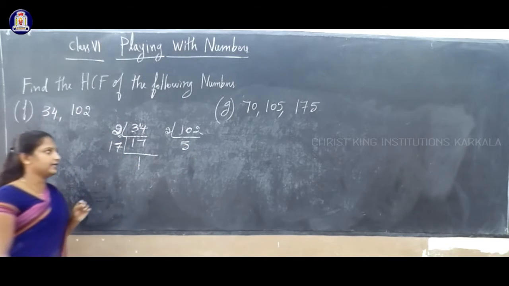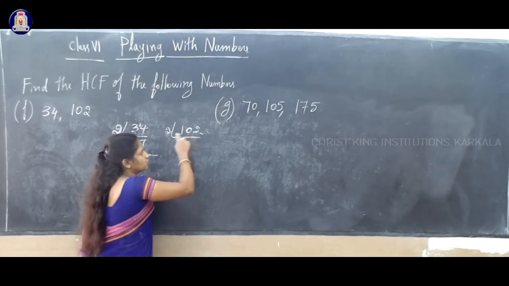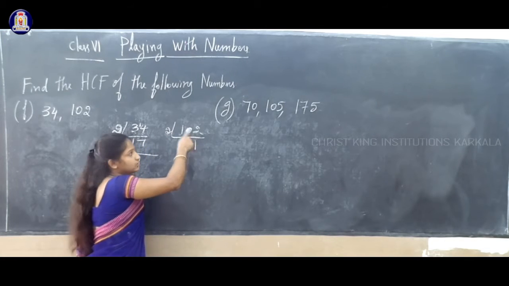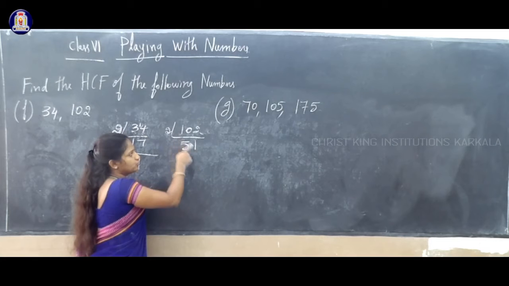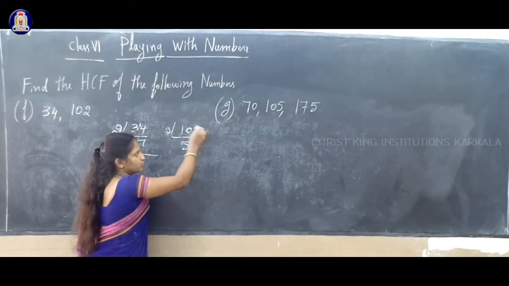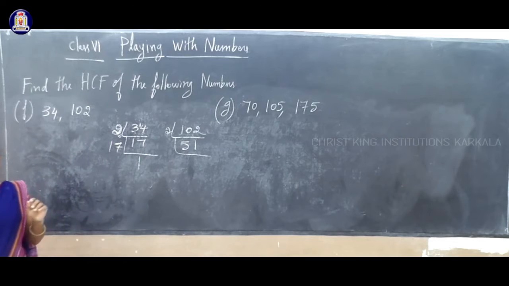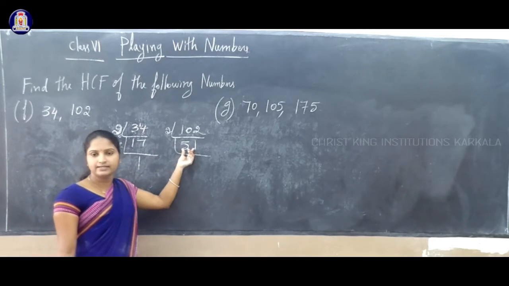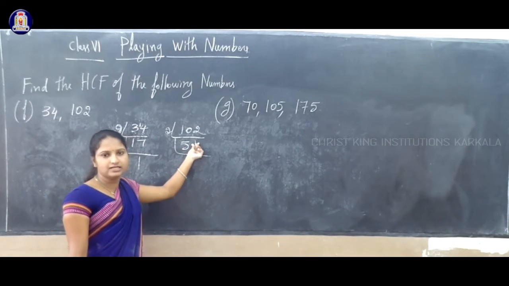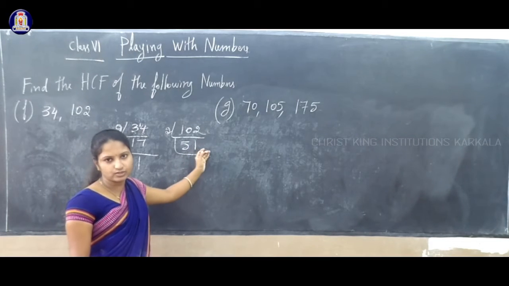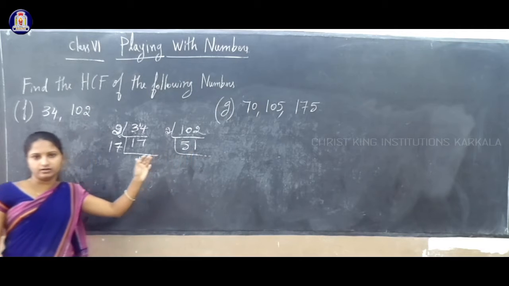2 5s are 10. Now again, 2 how much are 2? 2 1s are 2. Clear? So 2 5s are 10 and 2 1s are 2, this also you must divide. The number is 51, the answer will be 51. The last digit here is 1. Does 2 divide? No. 1 is an odd number, right? So 2 does not divide an odd number.